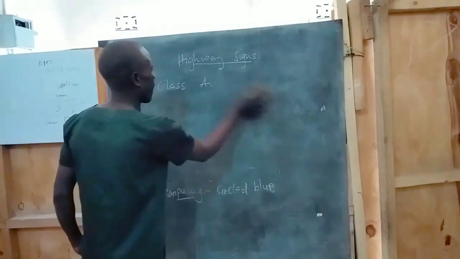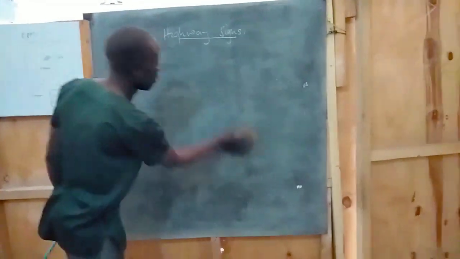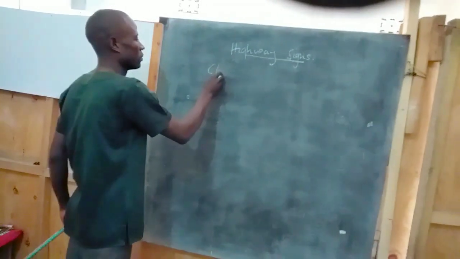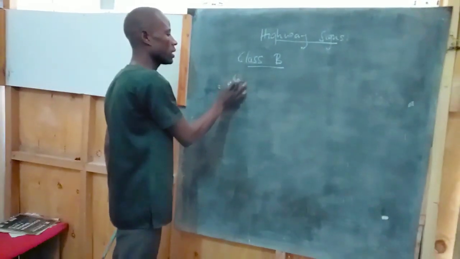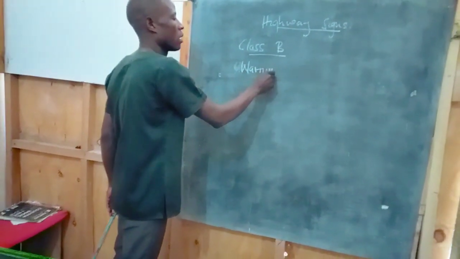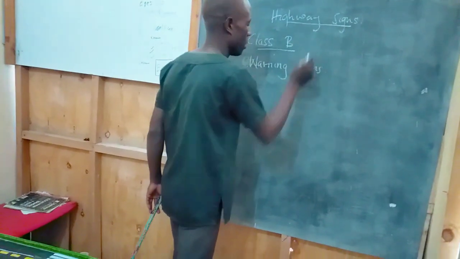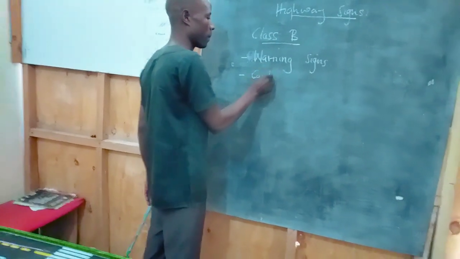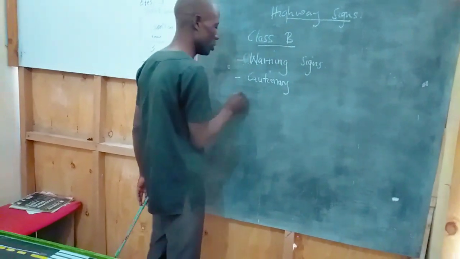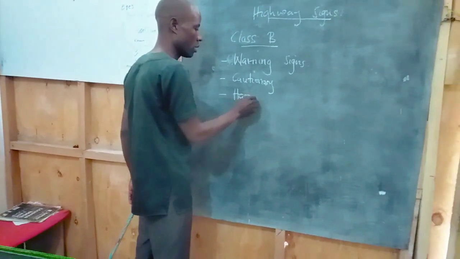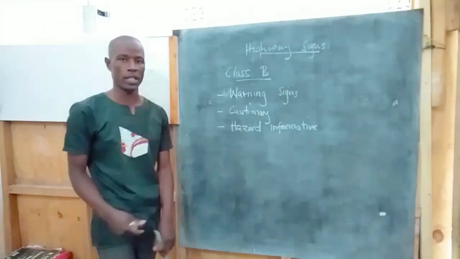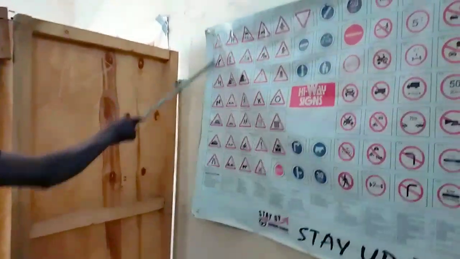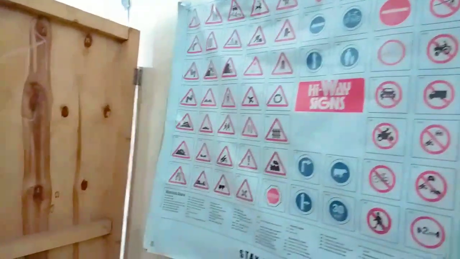Then we have our class B signs. Class B signs. They are warning signs. They are also known as cautionary signs. They are also known as hazard informative signs. So these signs here, they are the warning signs, cautionary signs, and hazard informative signs.